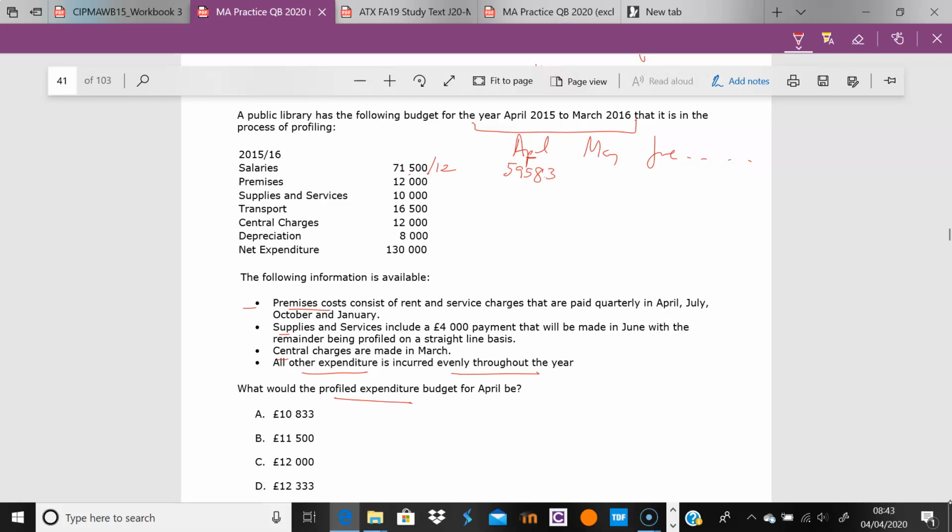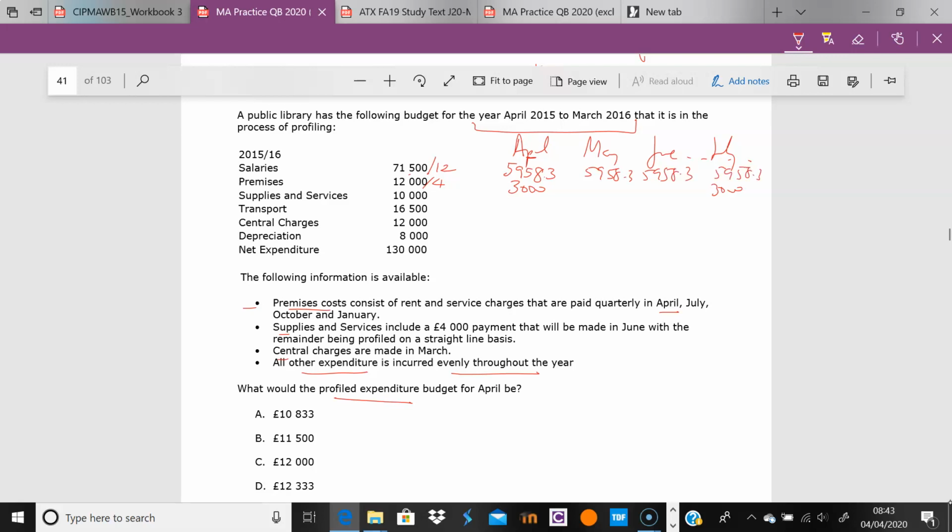Then it says here, I look at premises. It tells me premises cost consists of rent and this, which is paid quarterly. So I know this is paid quarterly, so divide that by 4. So I know I'm going to be paying 3,000 here in April, and then in July, which I'm not interested in. I'm just showing you, right? And then I'd have had the same thing: 5,958.3, 5,958.3, 5,958.3, and so on.